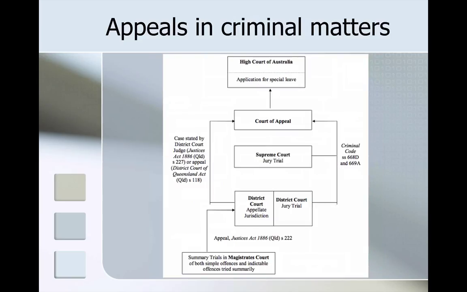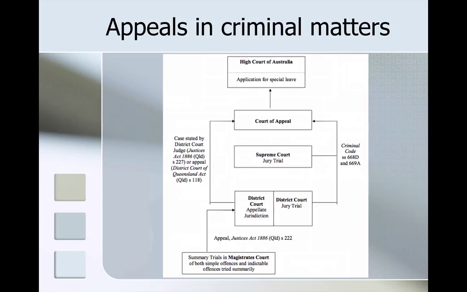The appeals in criminal matters is a little bit simpler because it is only dealt with in the state courts. And so again, similar process, but just within the state court system. We don't have to worry about the federal courts getting into the mix. So that's the basic court hierarchy.